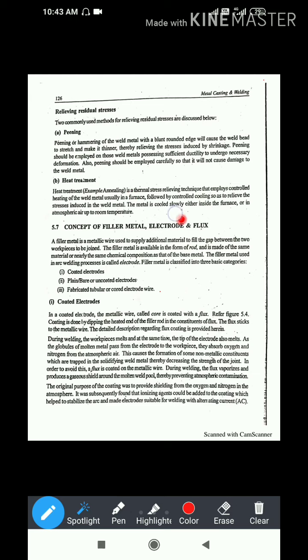Now the heat treatment, for example annealing. This is a thermal stress relieving technique that employs controlled heating of the weld material, usually in a furnace, followed by controlled cooling so as to relieve the stresses induced in the weld metal. The metal is cooled slowly, either inside the furnace or in atmospheric air, down to room temperature.